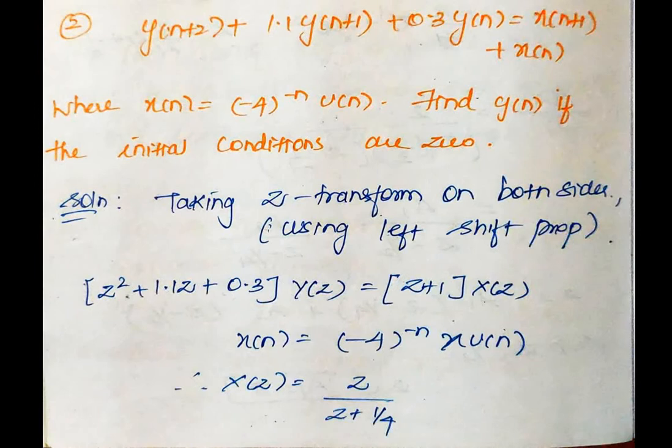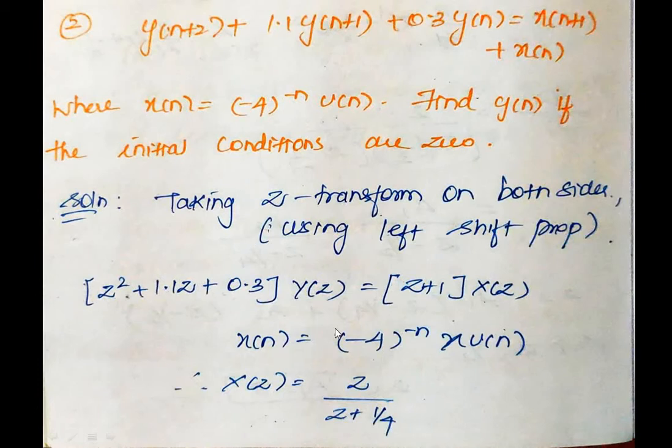So we will directly apply Z transform on both sides. So what do we get? Generally y of n plus 2 on Z transform will give you z squared y of z. If it is y of n minus 2, then that will give you z power minus 2 y of z, as we saw in the last problem. So this becomes z squared plus 1.1 z plus 0.3, times y of z, which is equal to z plus 1 times x of z.